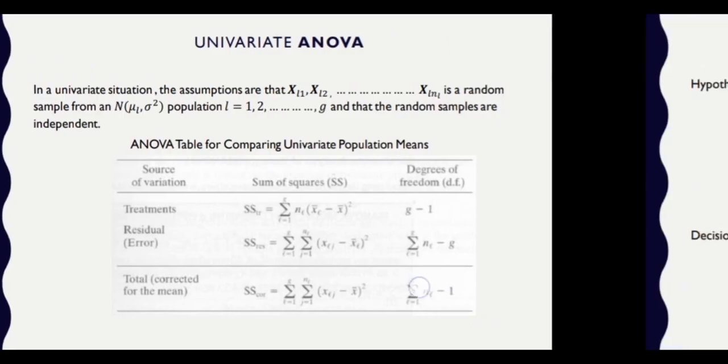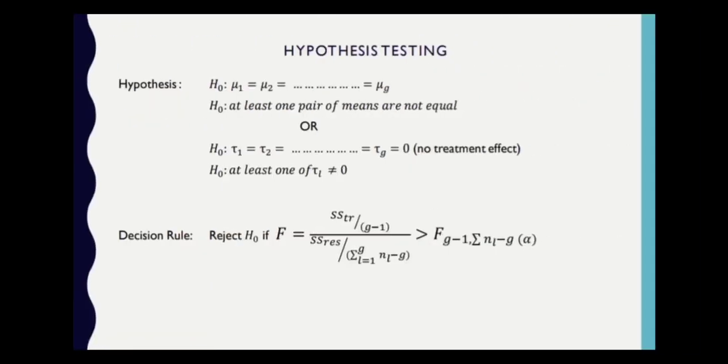So kita tengok flashback macam mana kita punya hypothesis testing, how to conduct the one-way ANOVA. Okay, so the hypothesis will be mu1 equal to mu2 until mu g. Okay, it depends how many population involved. Kalau you ada 3 population je sehingga mu3 saja. Okay, H-not will be at least one pair of mean are not equal.